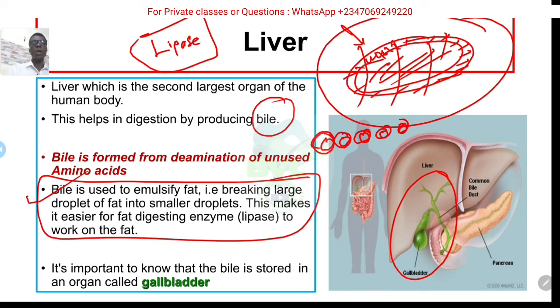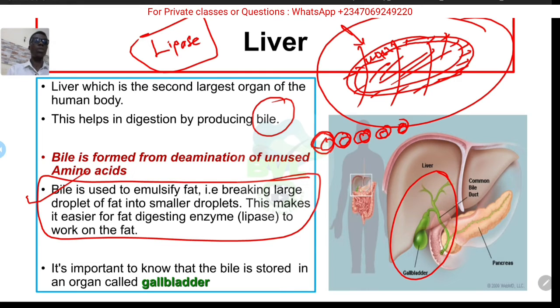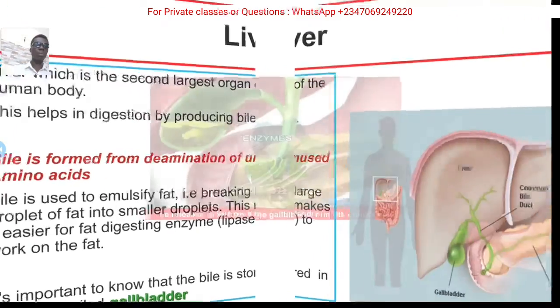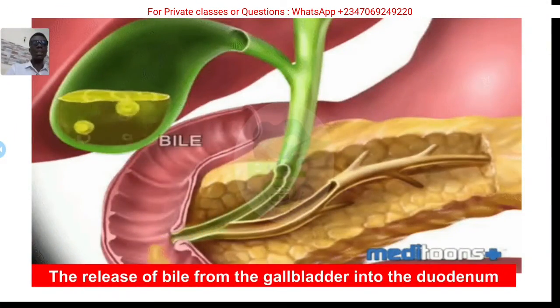All right. So you might pause the video here to just take note of one or two things. Of course, bile is made from unused amino acids. So don't forget the few points you don't want to forget on these slides. All right. Moving on. So that is bile.